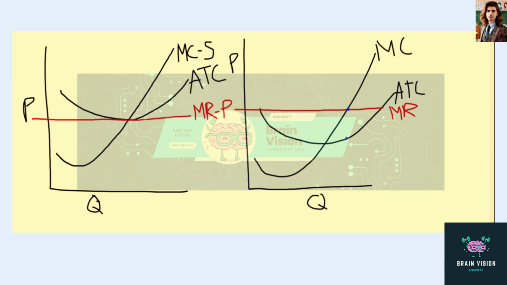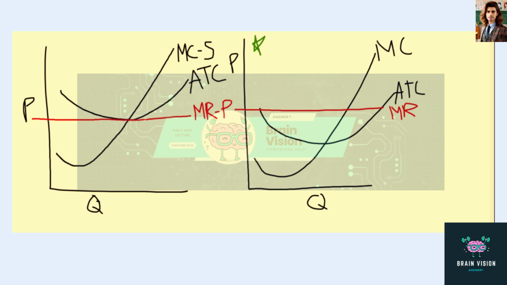Finally, the question asks what would happen in the long run as the patent expires and firms are able to use this technology. First, all the other firms in the market would then have this type of marginal cost and average total cost curve on the right.